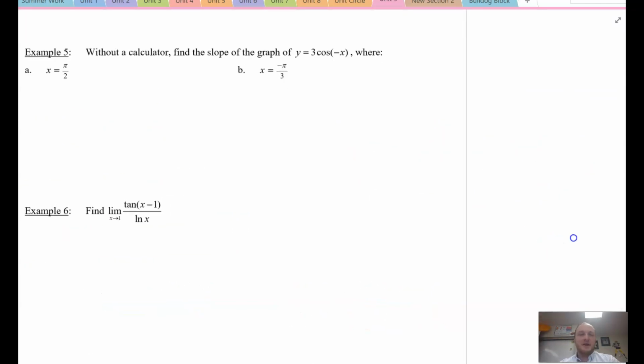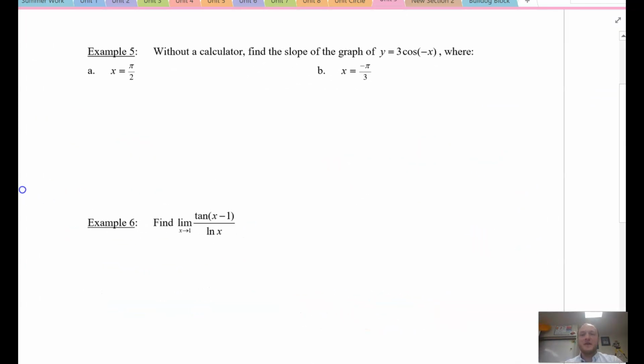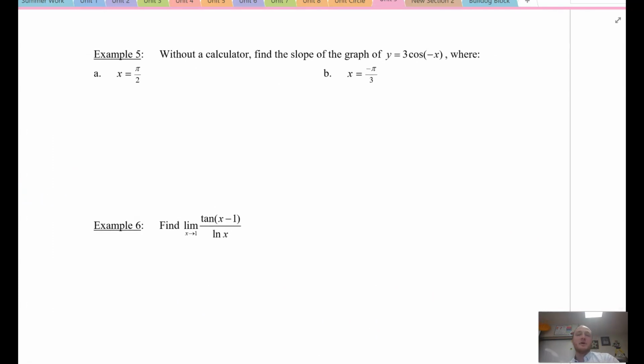Okay, now let's go ahead. Without a calculator, they want us to find the slope of the graph of y equals 3 cosine of negative x, where x is pi halves and negative pi thirds. The first thing we need is y prime. So y prime is 3 times cosine of negative x. Well, that is negative sine of negative x, and then times the derivative of the inside, which is negative 1. So this is just 3 sine of negative x.